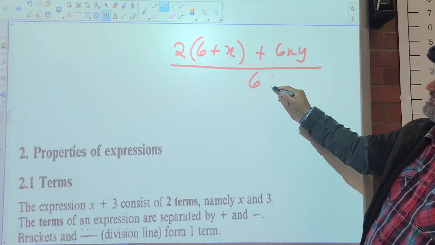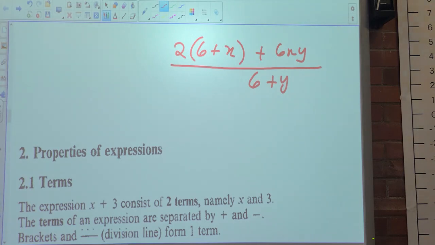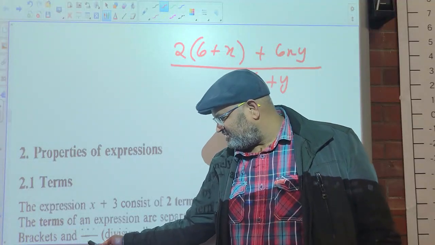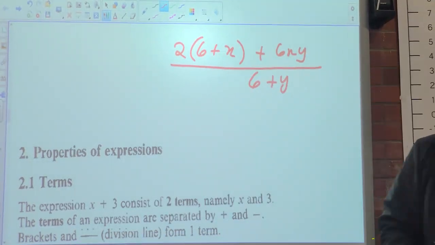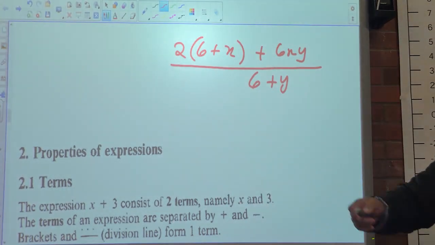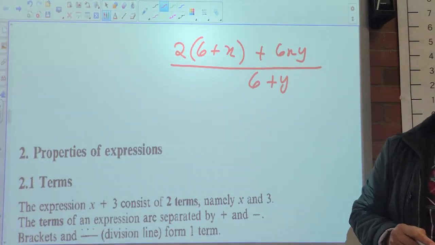Sorry? 1 term. And now? 1 or 2? Why 2? You're still confused? What does the rule say? Brackets and division forms 1 term. It's division, so it's 1 term. I can't separate this because it's under this division line. Yes, Michael? Do you get it now?